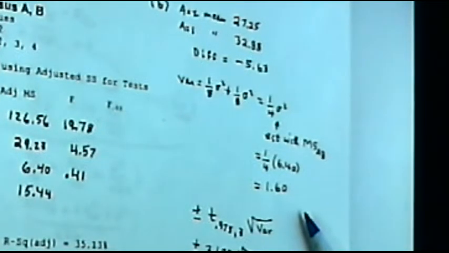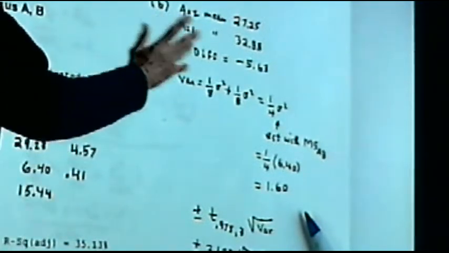My choice was to use mean square AB. So if I pull that out from over here, instead of mean square error, I use mean square AB, and I get 6.4 divided by 4 for the variance, and then finally finishing off the confidence interval. I have 3 degrees of freedom because the AB has 3 degrees of freedom. And finish it off in the usual way.